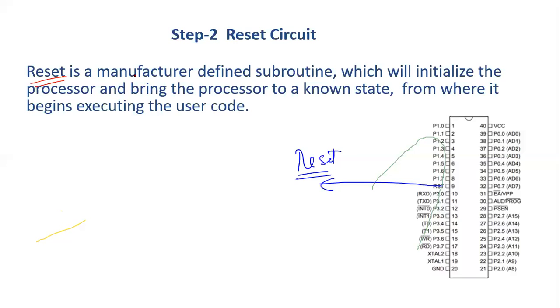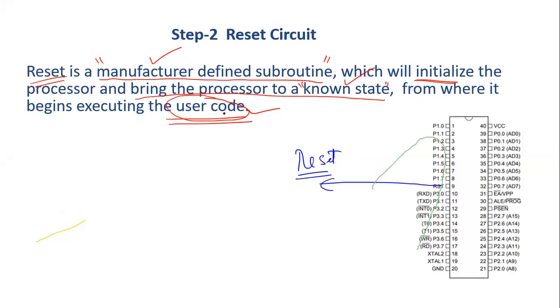Reset is a manufacturer defined subroutine which will initialize the processor and bring the processor to a known state from where it begins executing the user code. At the end of the day, the microprocessor or microcontroller has to execute the user code. There is no doubt about it. But before it executes the user code, the microcontroller has to undergo an initialization process, which is dictated by the manufacturer of the IC, and it comes to a known standard state.